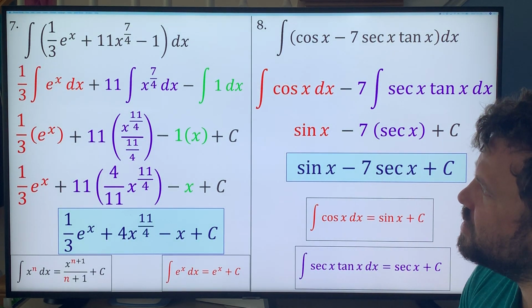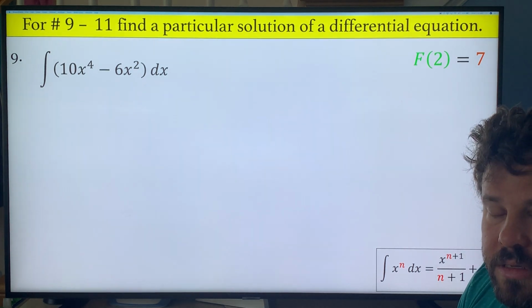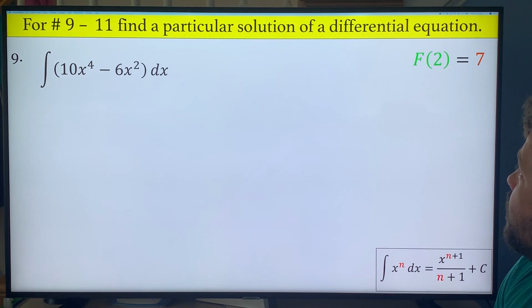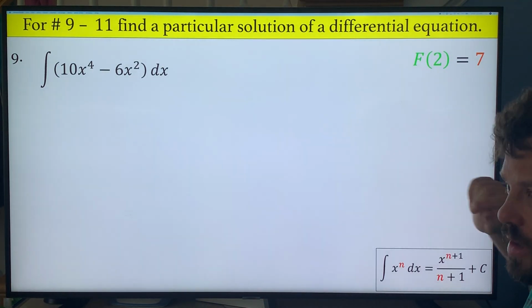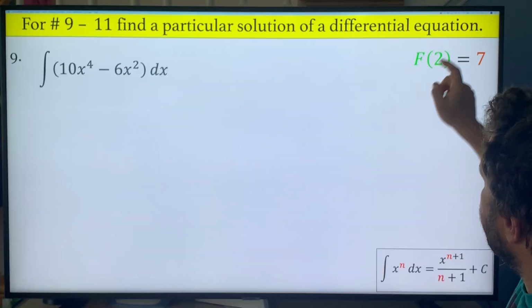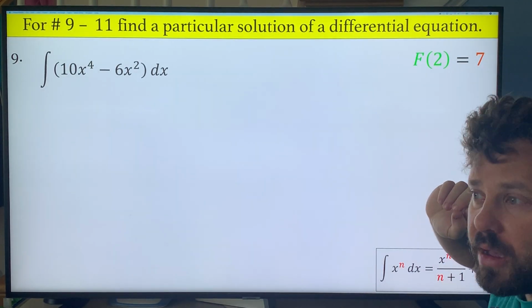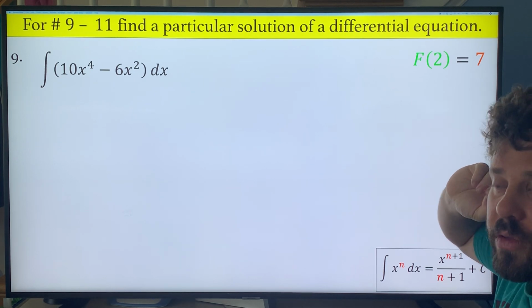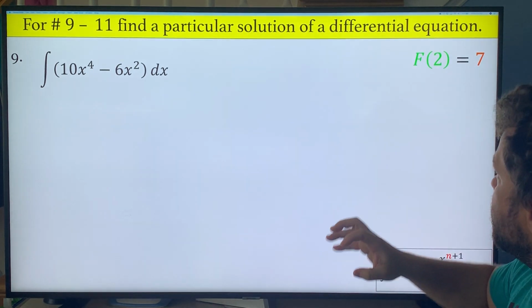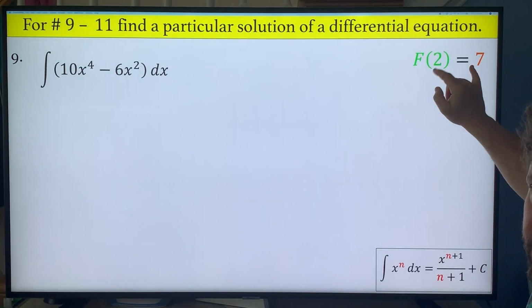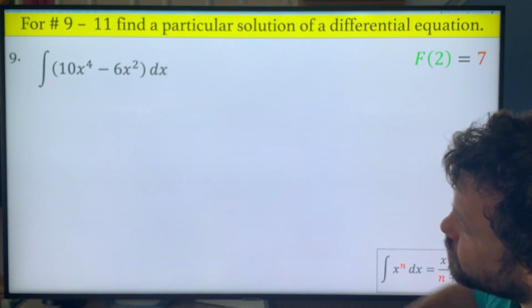Easy lesson, simple lesson. All right, for the last three problems, 9, 10, and 11, we're going to find the particular solution. So now you're given an x value and a y value, or an x and an f of x. So you're going to find the value of the equation or the function at a particular point. This point right here would be (2, 7). So that's how that works.